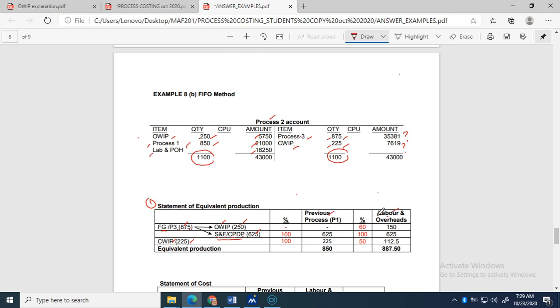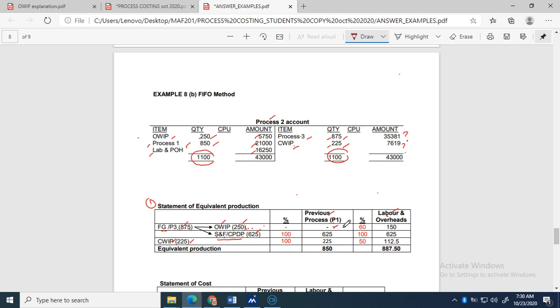Okay, so we have two columns here. Now we refer to OWIP. OWIP means it is in Process 2, so in Process 2 means Process 1 should be completed. So when Process 1 is completed, we do not continue for this accounting period. That's why it is 0. So OWIP cannot continue in P2 from P1, because it was completed in P1, then transferred to P2. Completed in P1, 100% complete, so no more percentage to continue.